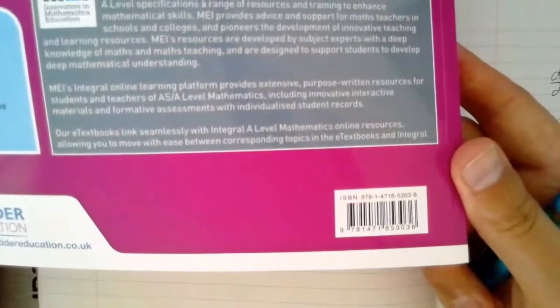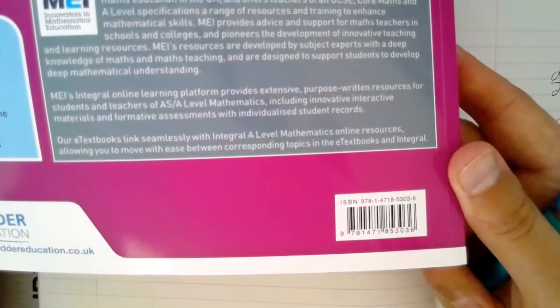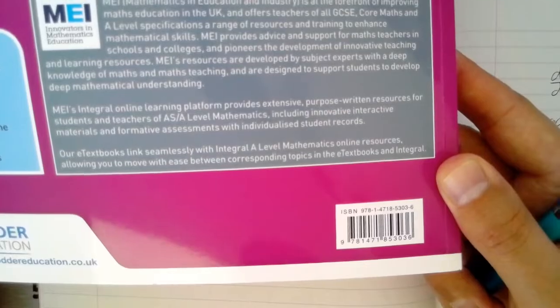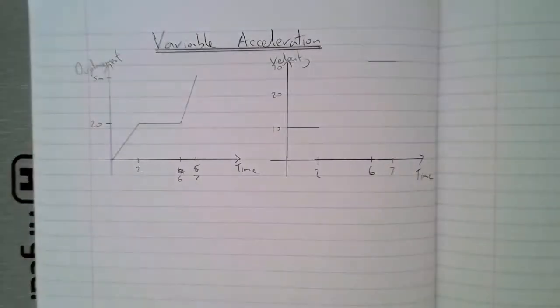If you want the ISBN, it's down here somewhere. I need to move my drink. The ISBN is there, so if you do want to get hold of one, that's fine. However, I'm going to upload the pages as we need them and the answers as we need them, so hopefully that will be sufficient. If you want any more stuff, then please do let me know. But as I said, feel free to buy one if you want to.